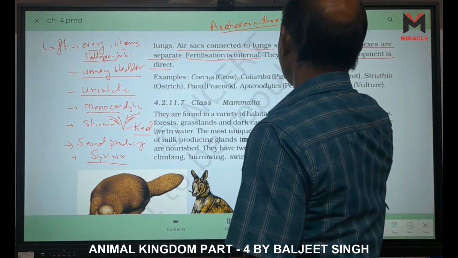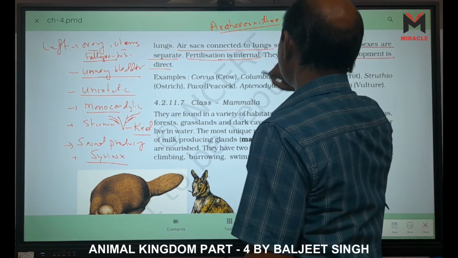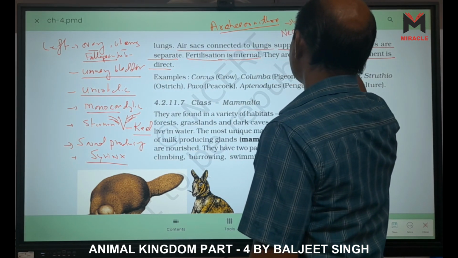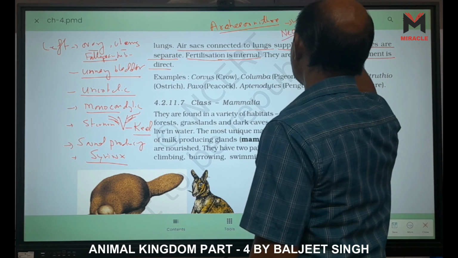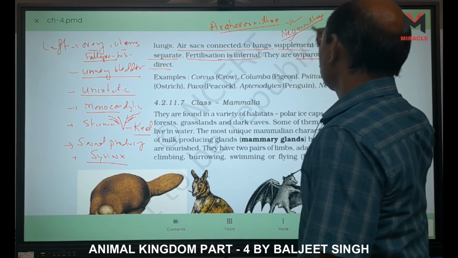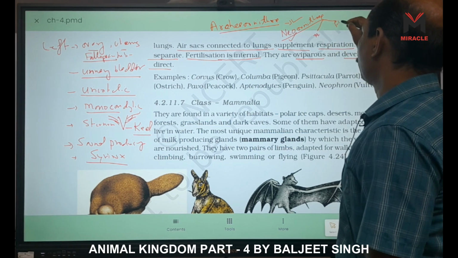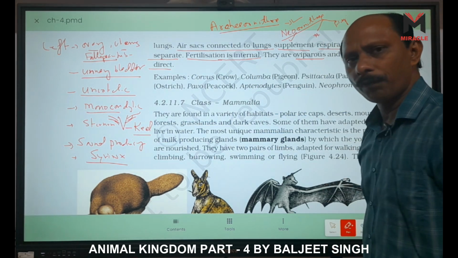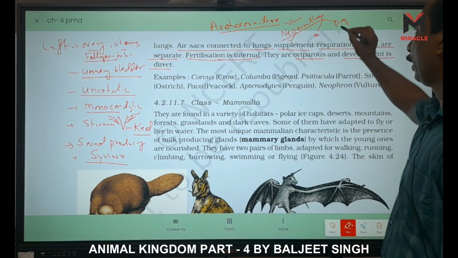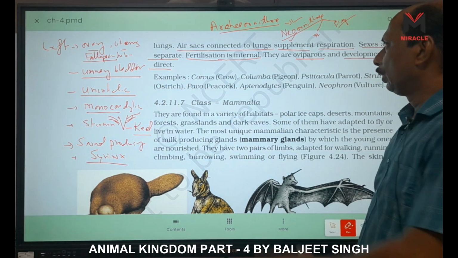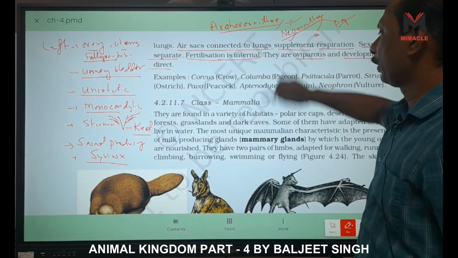And another one is Neornithes. Neo means new. Neornithes is further divided into two parts: flightful and flightless birds. Flightful means which can fly, and flightless means which cannot fly, right? So this is the classification of these Aves.